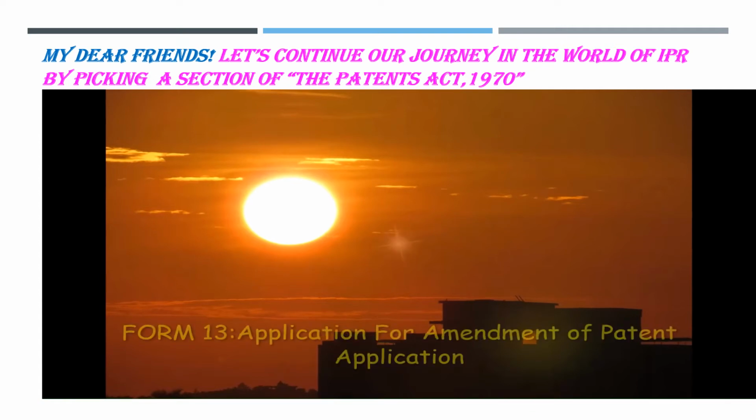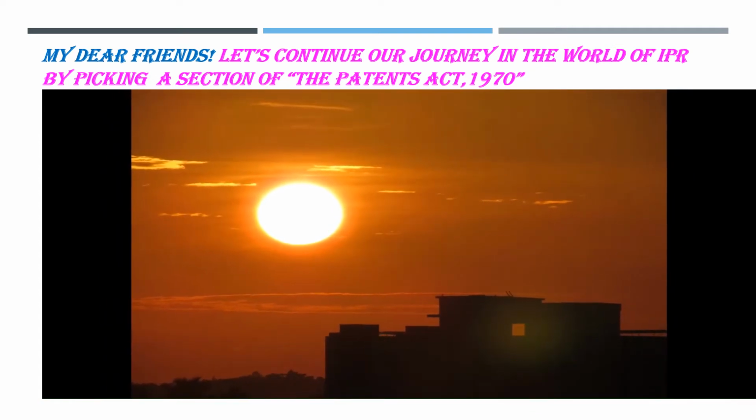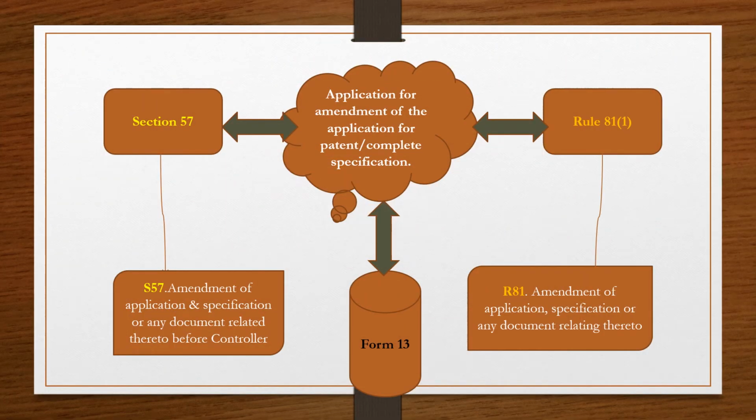Just take a look here. Form 13, application for amendment of patent application. With this brief title we will continue in detail with the relevant sections and rules. Okay, let us proceed. Form number 13 has the title Application for Amendment of the Application for Patent or Complete Specification. That means we need to apply for the amendment of the application or the complete specification.